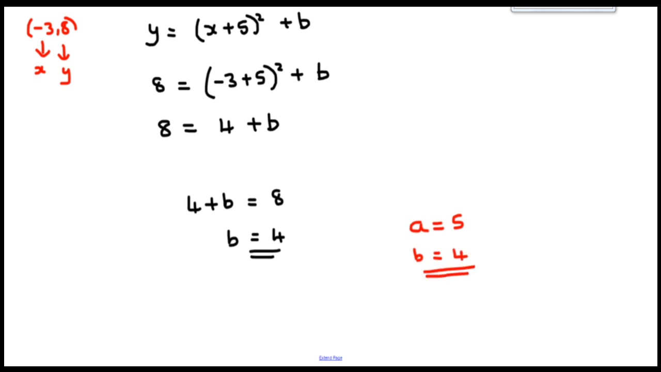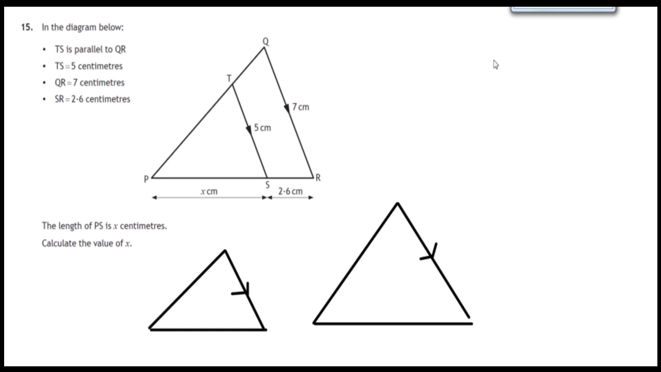In the diagram below, we're given various lengths of lines. We're told that two lines are parallel, and we're told that the length of P to S is x centimetres, and we've got to calculate x.